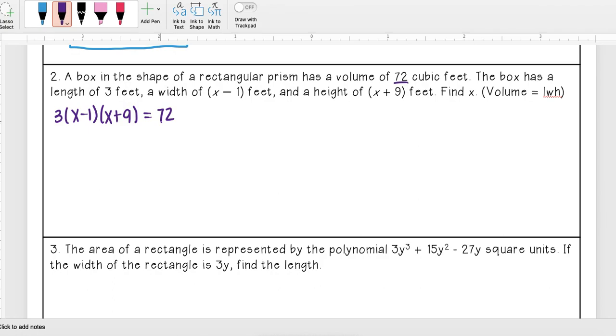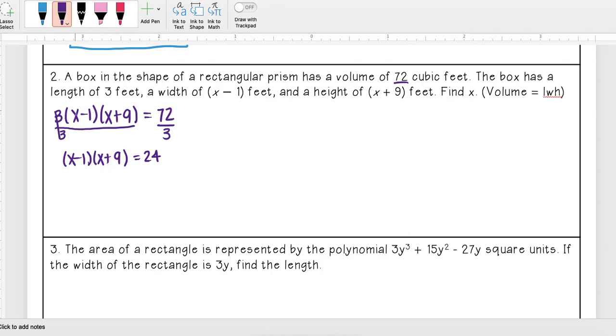So now I need to work through this to actually solve for x. What I recommend doing, so we have smaller numbers, is to go ahead and divide both sides by 3 first. And 72 divided by 3, I get 24. It's tempting to go ahead and set both of these equal to 0 and solve, but my problem is I don't have 0 on the right-hand side. I have 24. So I need to first move this 24 to the left-hand side.